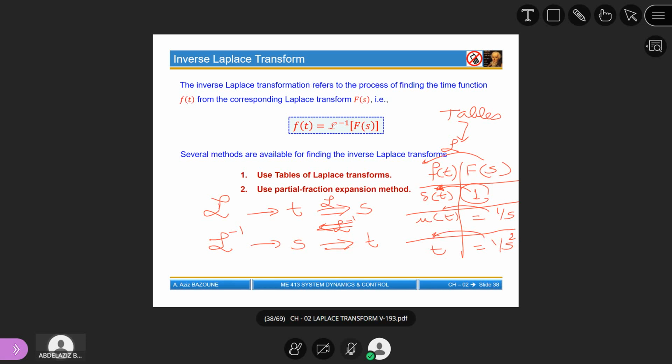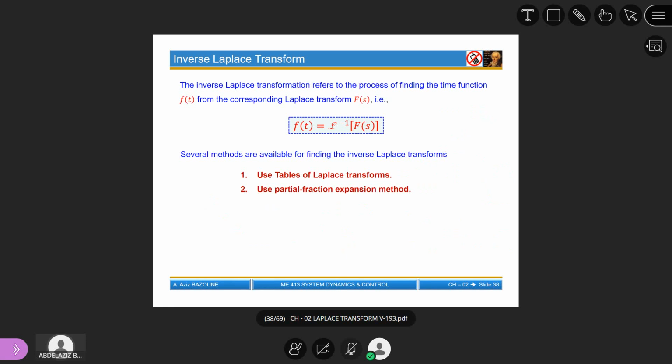So either we can use the table, which is what we are seeing now, or we can use partial fraction expansion. Partial fraction expansion is to bring the expression to a form that is easy to understand or easy to remember. I will show you through examples how to use partial fraction expansion, which is very easy.